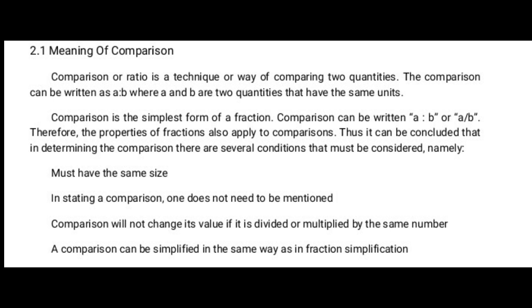Meaning of comparison. Comparison or ratio is a technique or way of comparing two quantities. The comparison can be written as A:B, where A and B are two quantities that have the same units. Comparison is the simplest form of fraction. Comparison can be written A:B or A/B. Therefore, the properties of fractions also apply to comparisons.